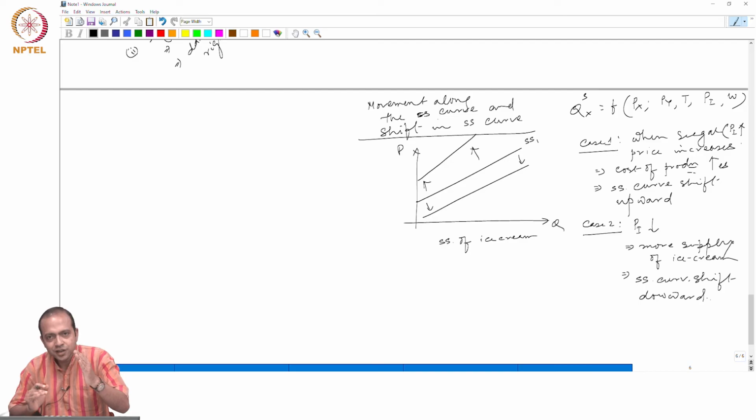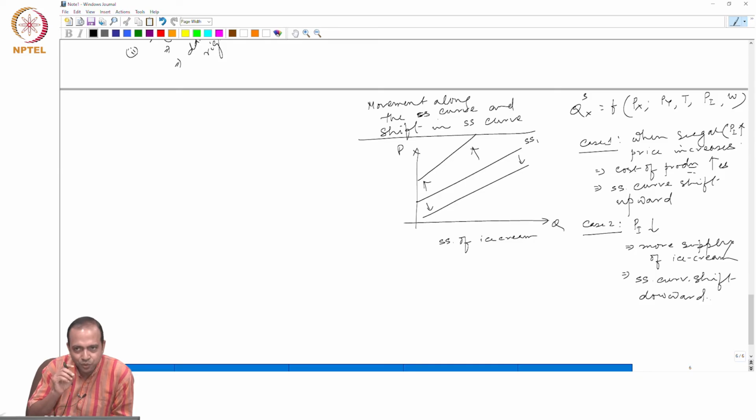Now, if we bring demand and supply together in a single diagram, we can easily understand what will happen to equilibrium price and quantity when any of these factors affecting either demand or supply or both is changing. Suppose we are discussing demand and supply of ice cream, and let's say there is an increase in consumers' income. What will happen to the equilibrium price and quantity of ice cream?